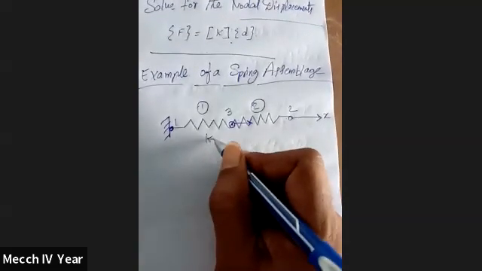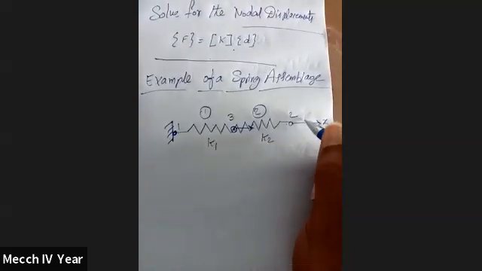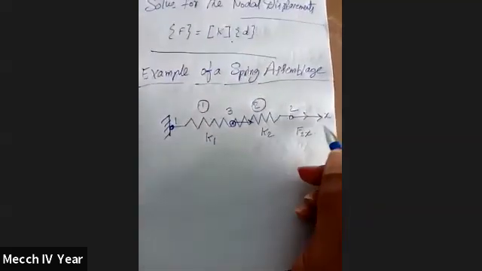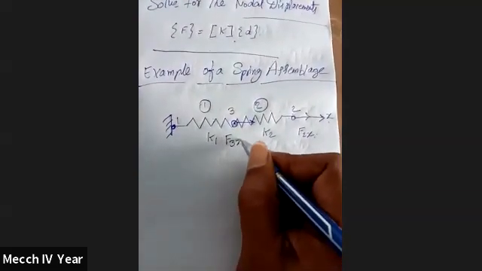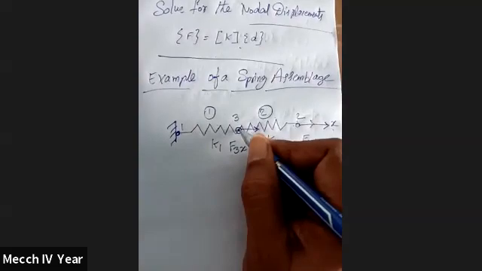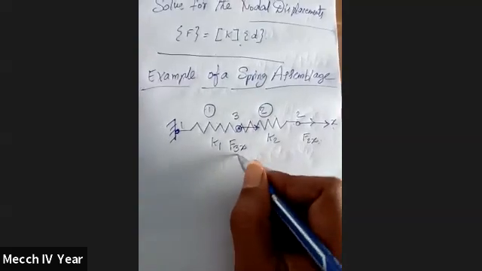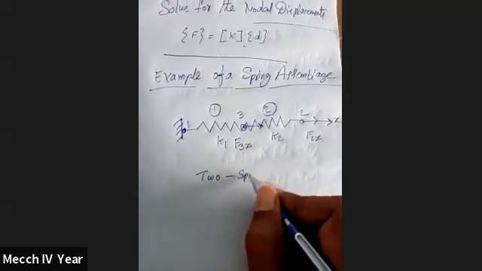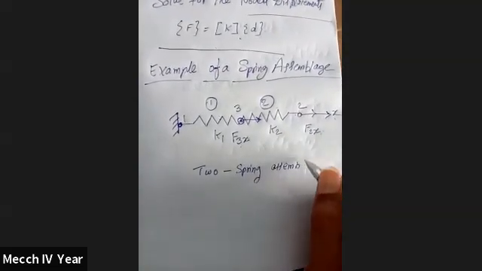Now here you can take stiffness K1, here stiffness K2, and now here the force is acting, F2x, at nodal point 2, in the direction of x. Then here we see F3x, the force acting on node 3 in the direction of x. So this is called a two spring assemblage.